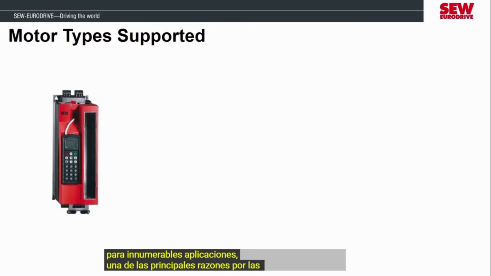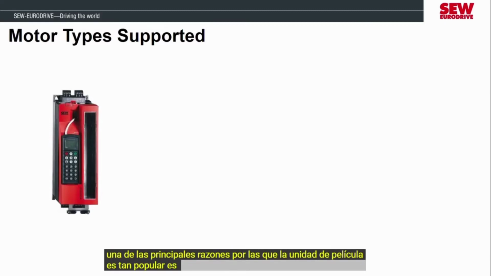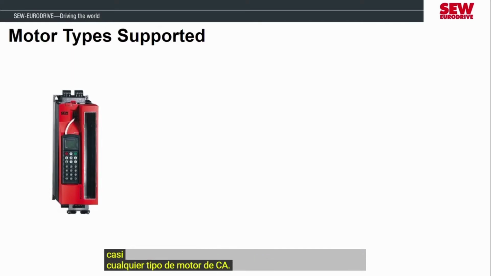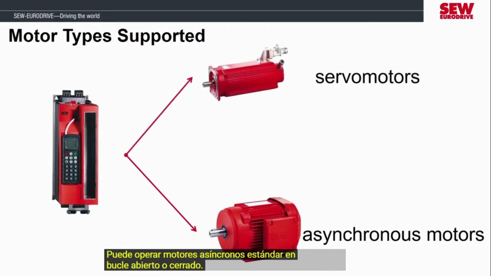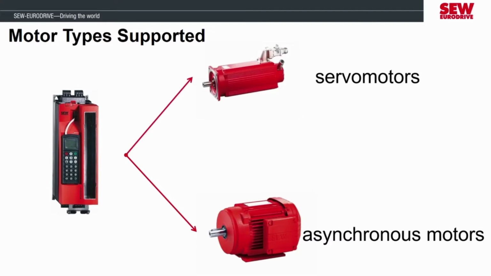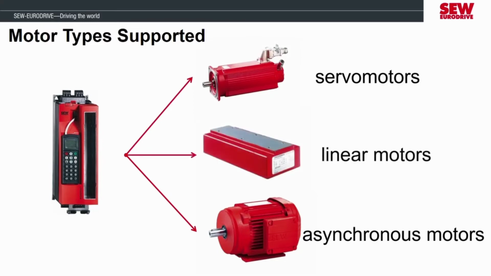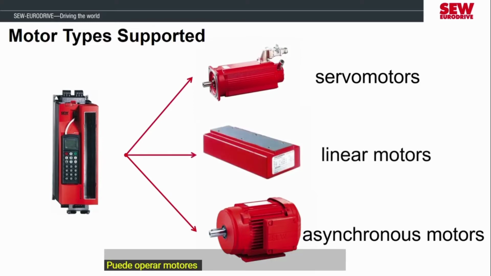One of the main reasons the Movidrive is so popular is because it can operate almost any type of AC motor. It can run standard asynchronous motors, open or closed loop. It can operate permanent magnet servo motors that have resolver or absolute encoder feedback. And it can operate linear motors.